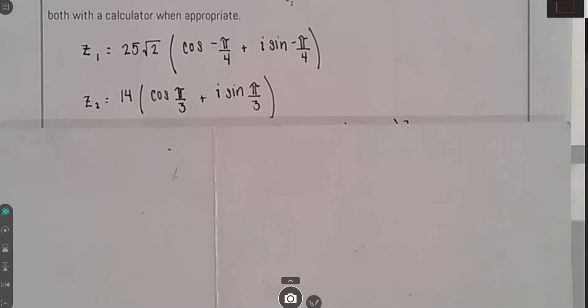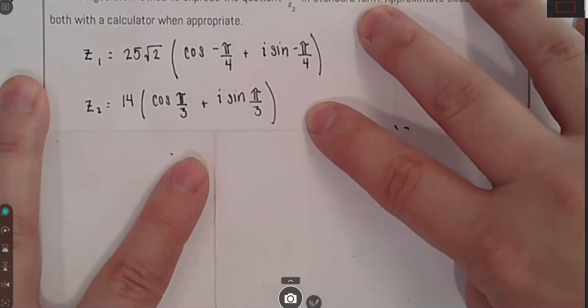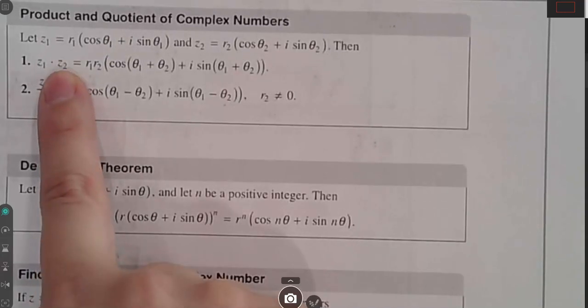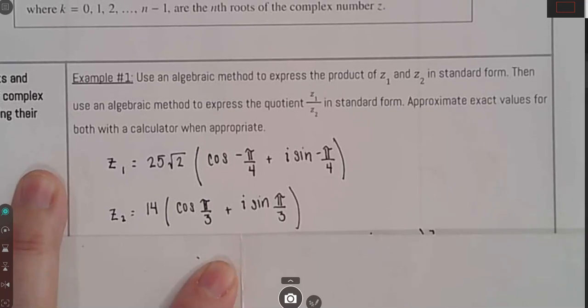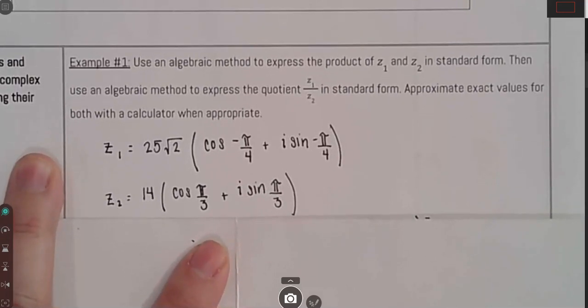Do you feel like you guys could use the formulas to solve this? So for this one, you would be using this formula. So this is R1 and R2. This is theta 1 and theta 2. You would just plug those numbers into the formula. What do you think? Let's try it. I think you guys got this. Please give me the product of these two numbers, write it in standard form, round to 3 decimal places.